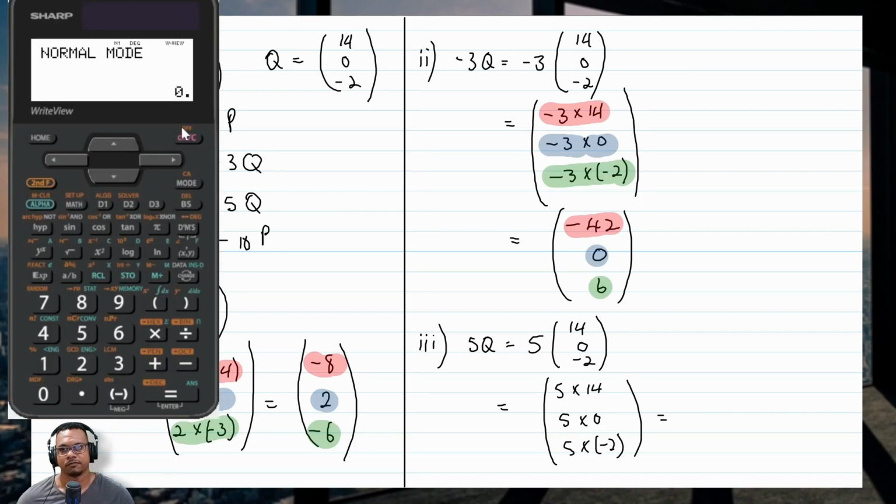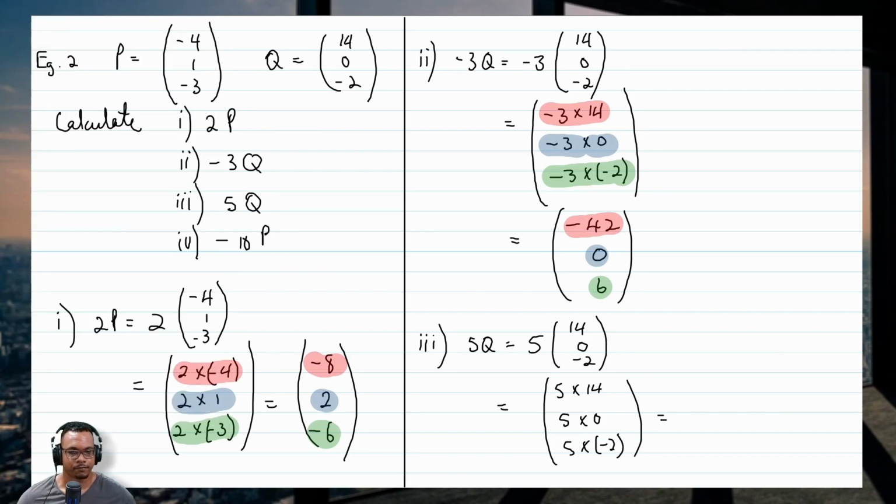That's going to work out 5 by 14, which is 70. Anything by 0 is 0. And 5 by -2: signs are different, so the answer is negative, so we get -10. Okay, so that's part 3, and let's see part 4. Work that right up here.